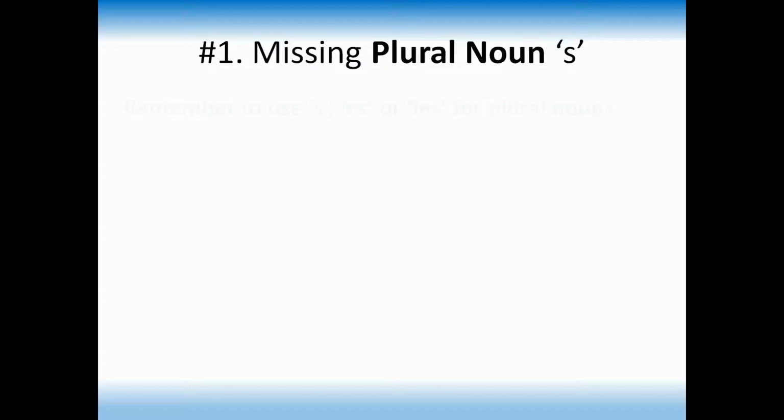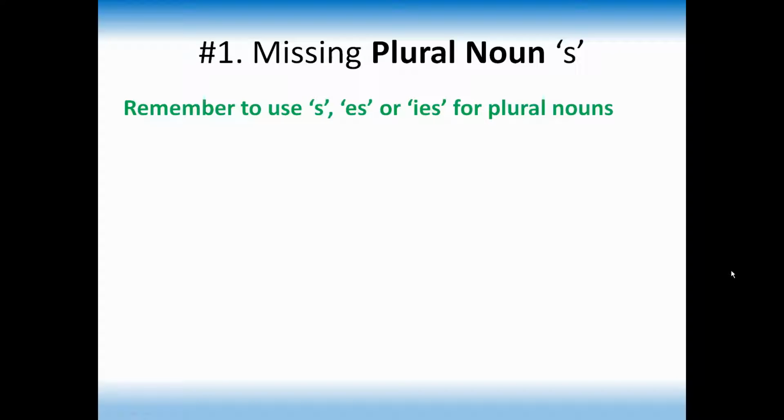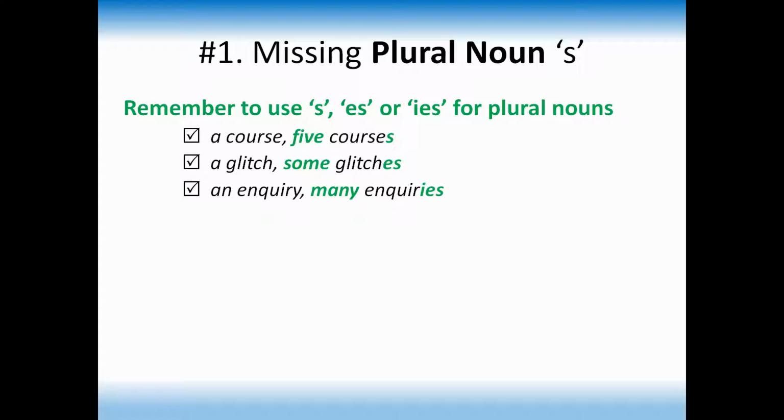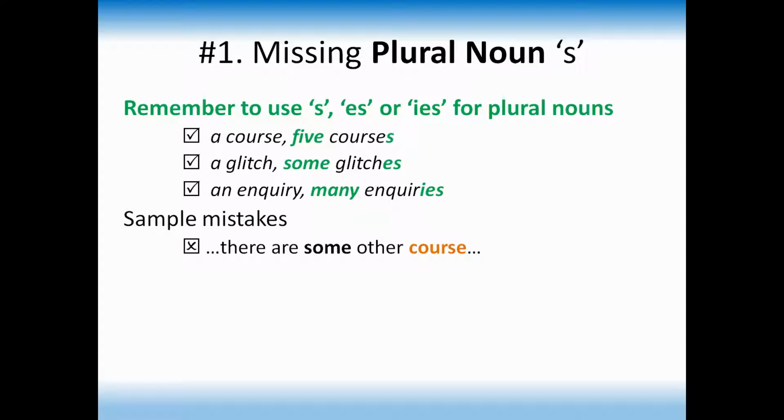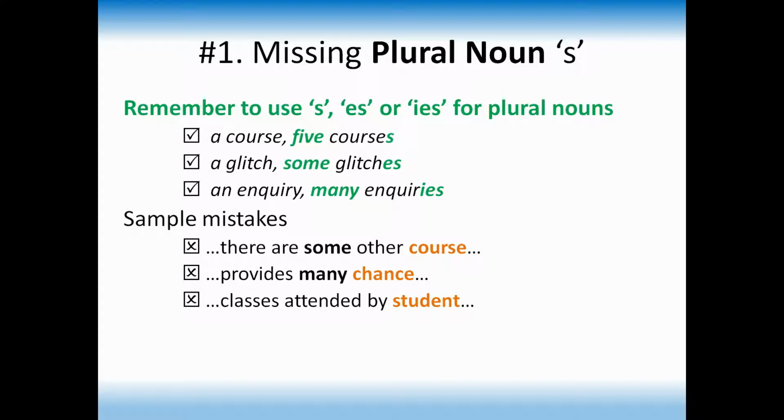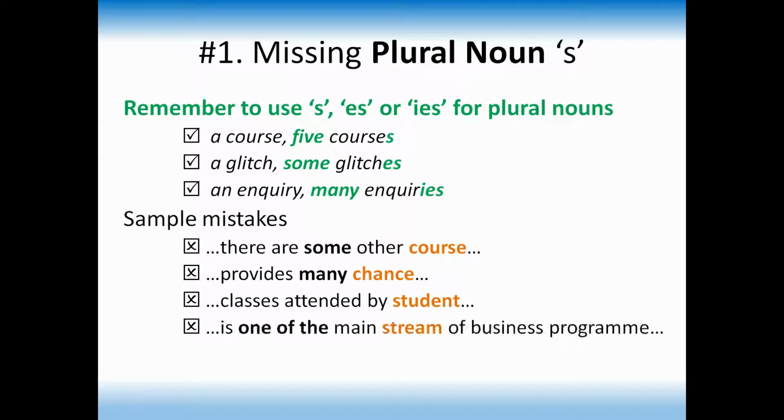Missing plural noun s. You probably already know this. Well, you should if you're trying to get 7 or more. Remember to use s, es or ies for plural nouns. There are some examples. And here are some common mistakes. There are some other course. Provides many chance, classes attended by student. Is one of the mainstream of business program.